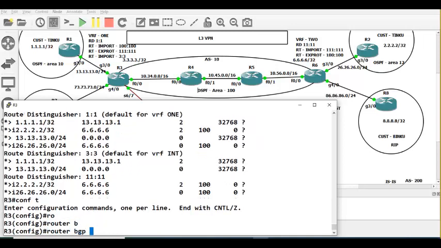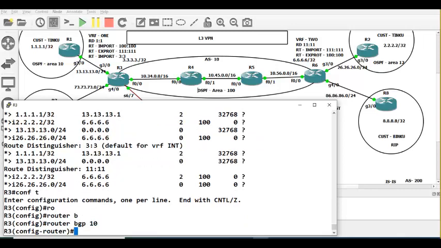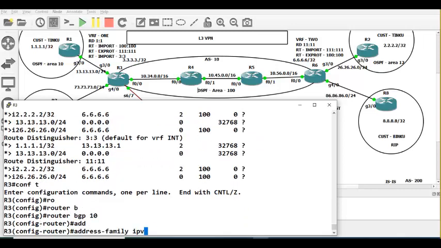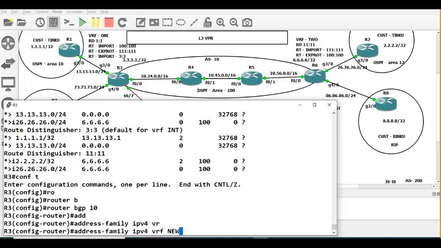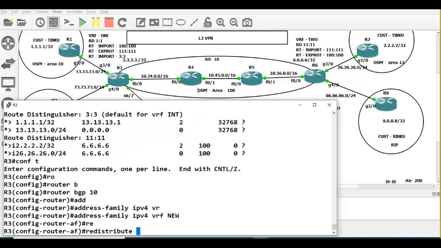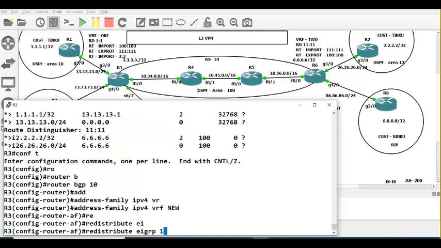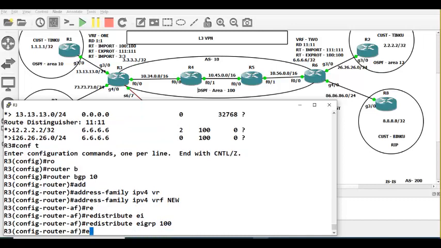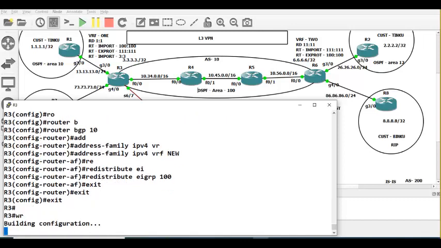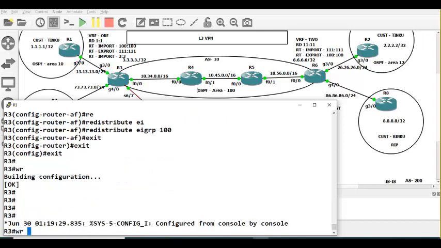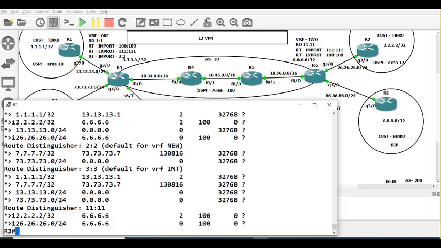What I should do is router BGP 10, address family IPv4 VRF new, redistribute EIGRP 100. Boom. That's it. After you say this, you go and check in the VPN. You will find 7777. You see. Seven seven seven seven. What is this?